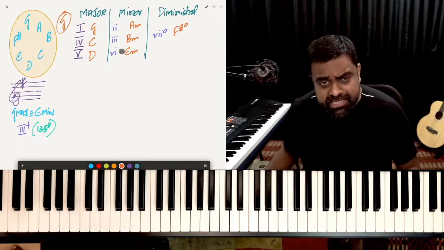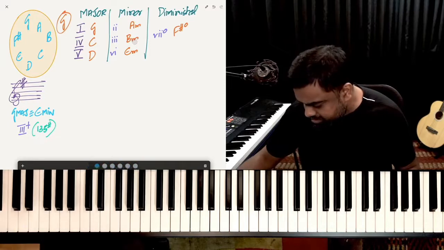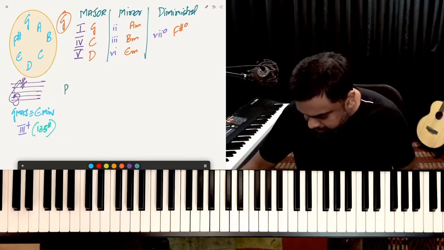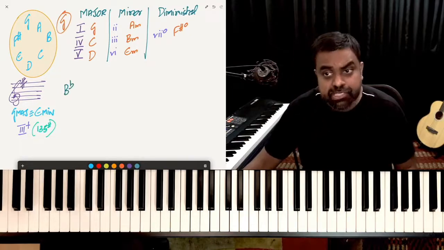So anyway, these are the chords of the G major scale. What I was saying a little bit back was, let's say I wanted to add a B flat major just for fun in this song.